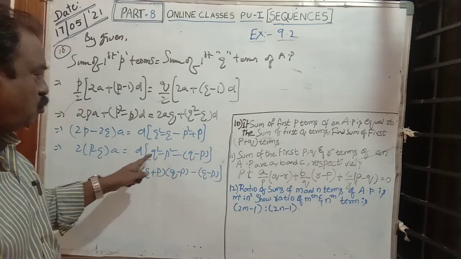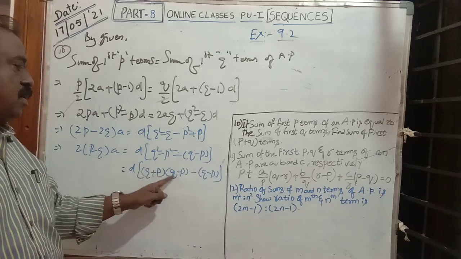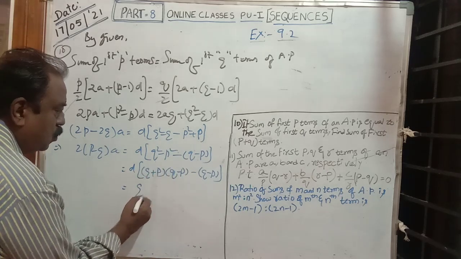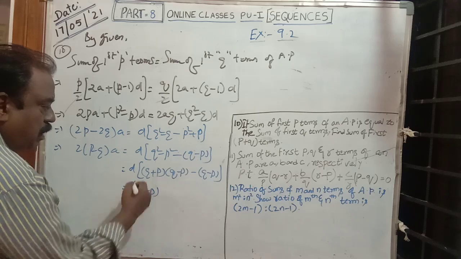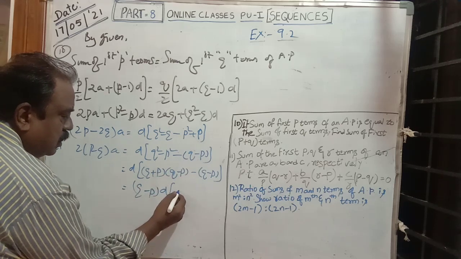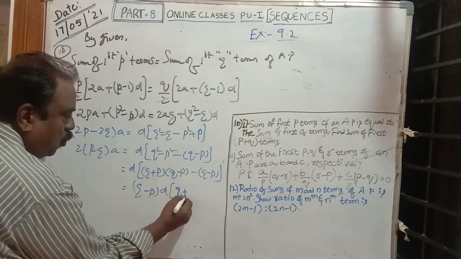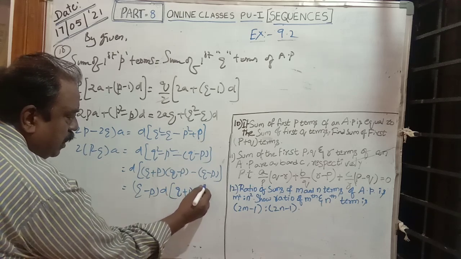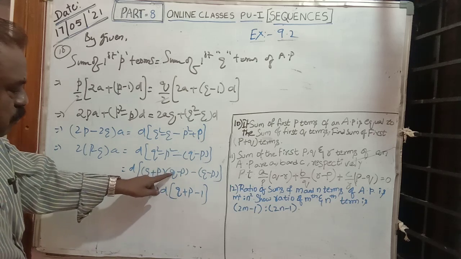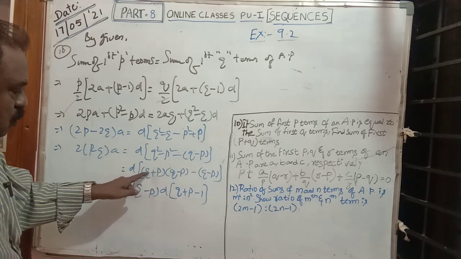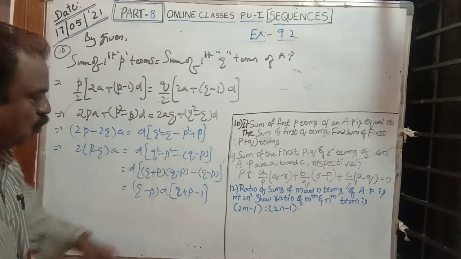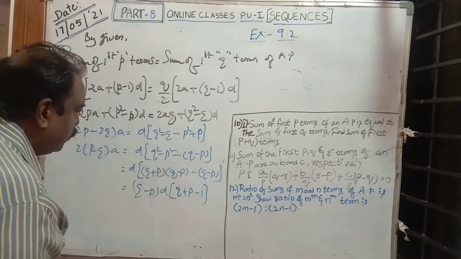Don't confuse it: a square minus b square is a plus b, a minus b. So in the two terms, q minus p is common, and d is also common. q plus p minus 1 is there. Q minus p comes out, q plus p is there, minus 1. 1 is there.